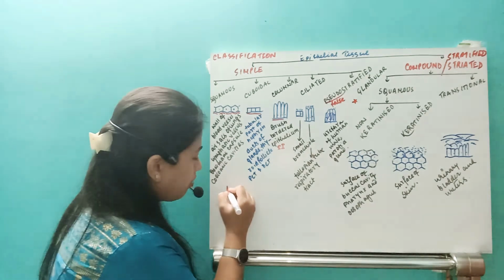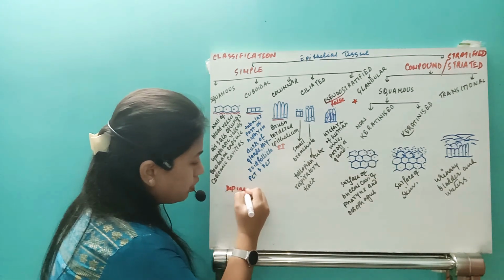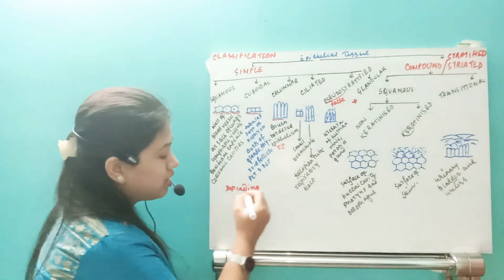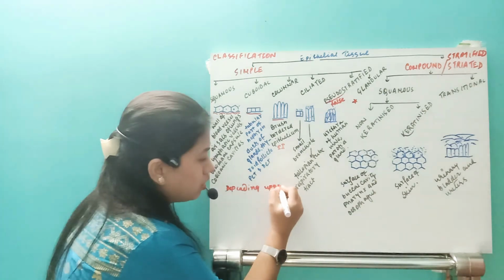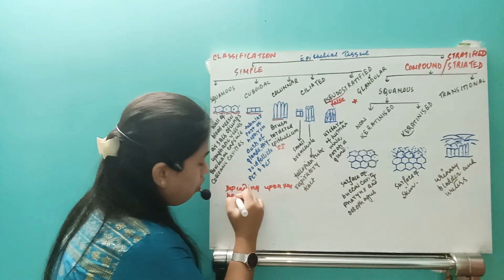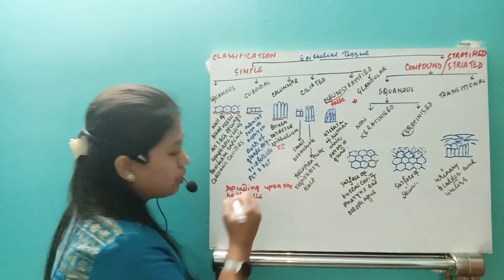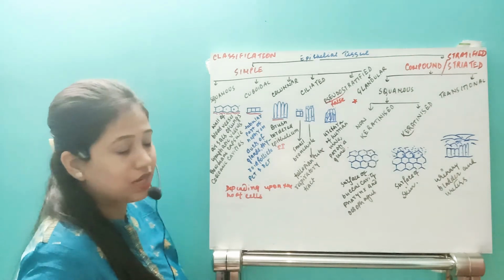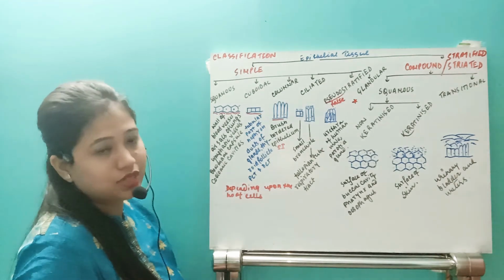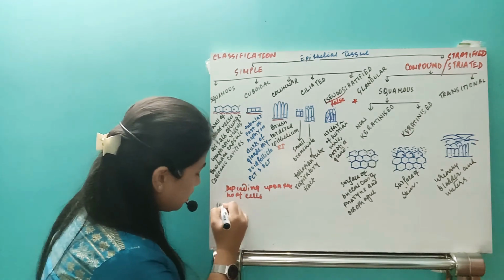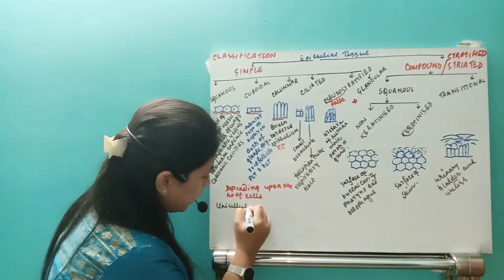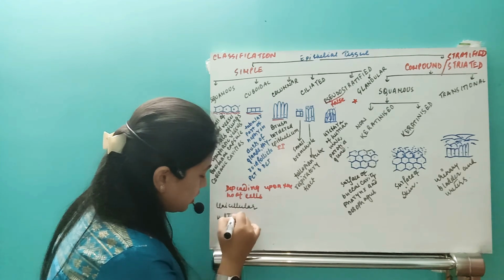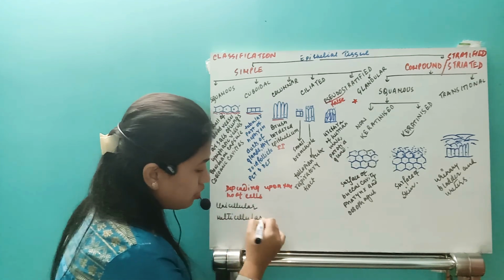So you have to write there on the types of glands depending upon the number of cells. Depending upon the number of cells, the glandular simple epithelium can be of two types. One is the unicellular type of glandular epithelium and another is the multicellular type of glandular epithelium.